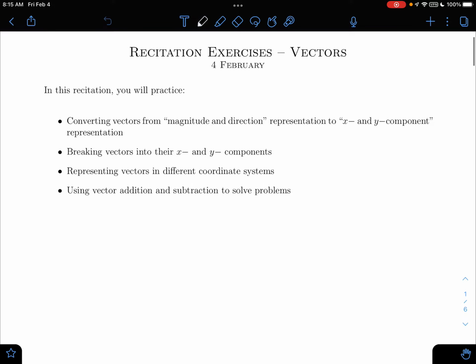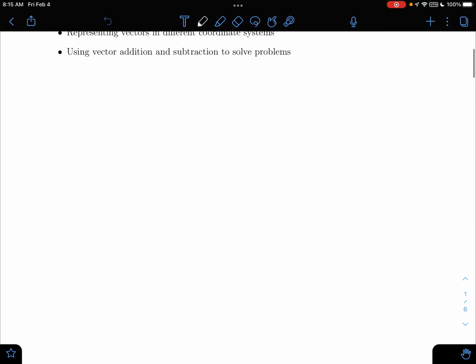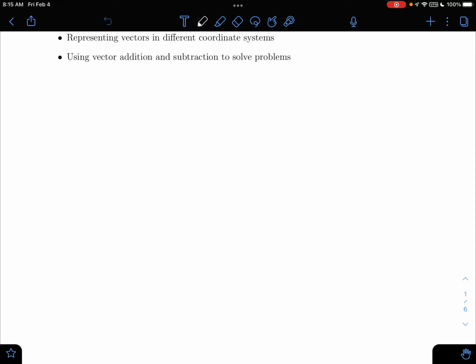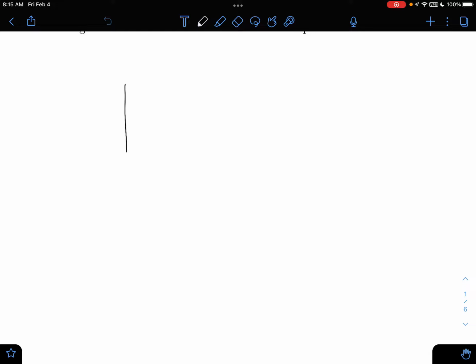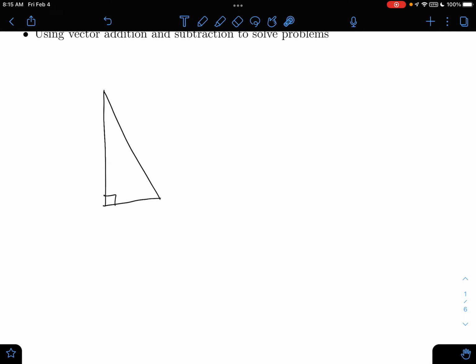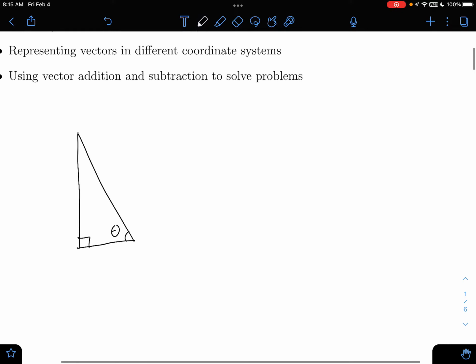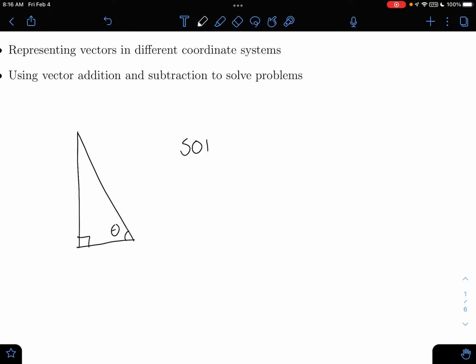I'm going to start with a real quick review because a lot of this is going to be based in our right triangle trig. So I'm going to draw a right triangle. Here's our right triangle. We have our hypotenuse and our two legs. I'm going to call this angle theta. We're going to just remember our SOHCAHTOA.